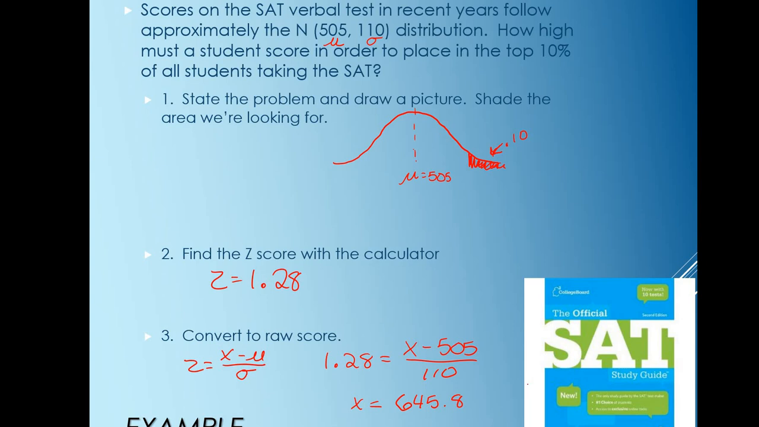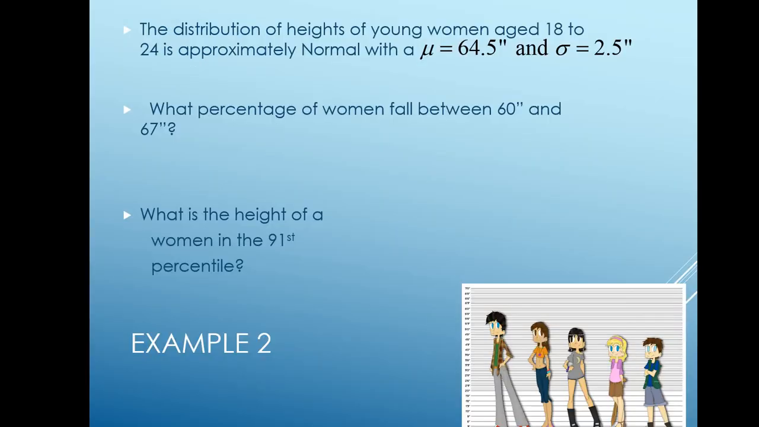All right, so I think I have one more question for you to try. Example 2. This is going the other way. We want to see what percentage of women fall between 60 inches and 67 inches, given the mean is 64.5 and the sigma is 2.5. And then what is the height of the women in the 91st percentile? Okay, so again, you can press pause if you want. Try this out yourself and then come back and check the answer.